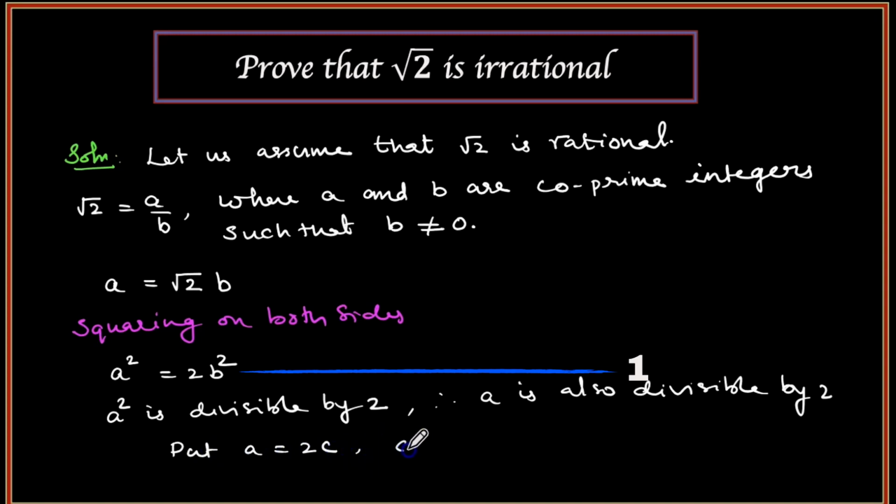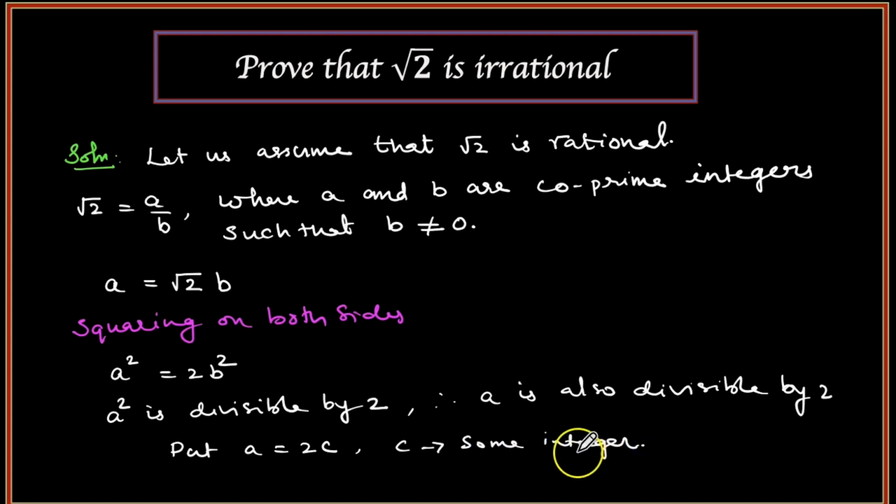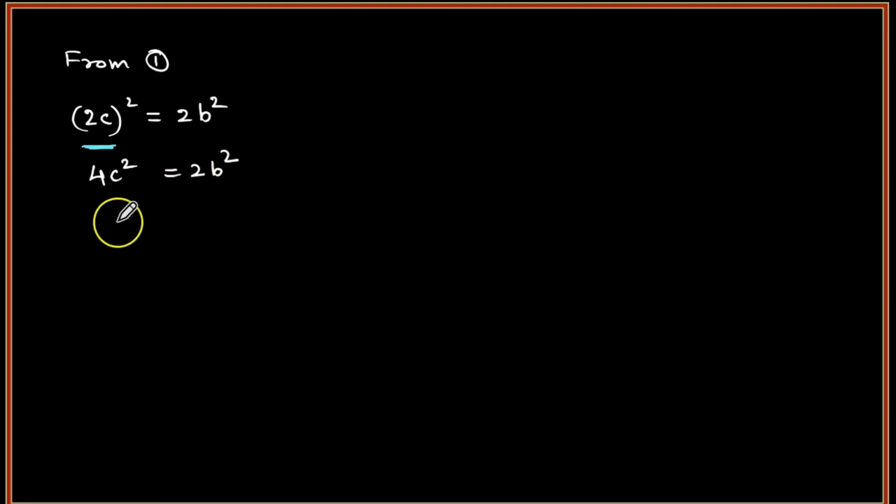Let a equal 2c, where c is some integer. So we have to substitute a as 2c in equation number 1. So from equation 1, 2c the whole square is equal to 2b square. So squaring, 2 becomes 4 and c becomes c square. So 4c square equals 2b square.